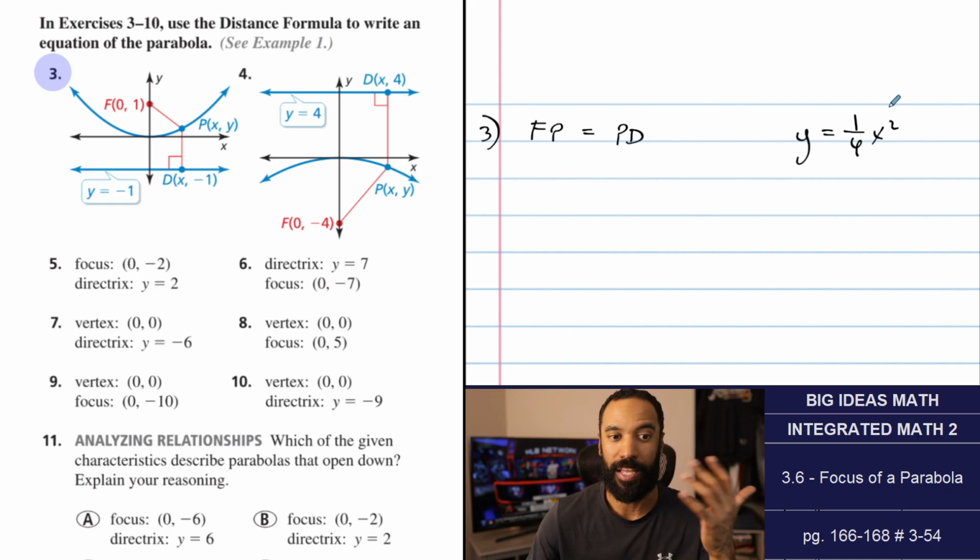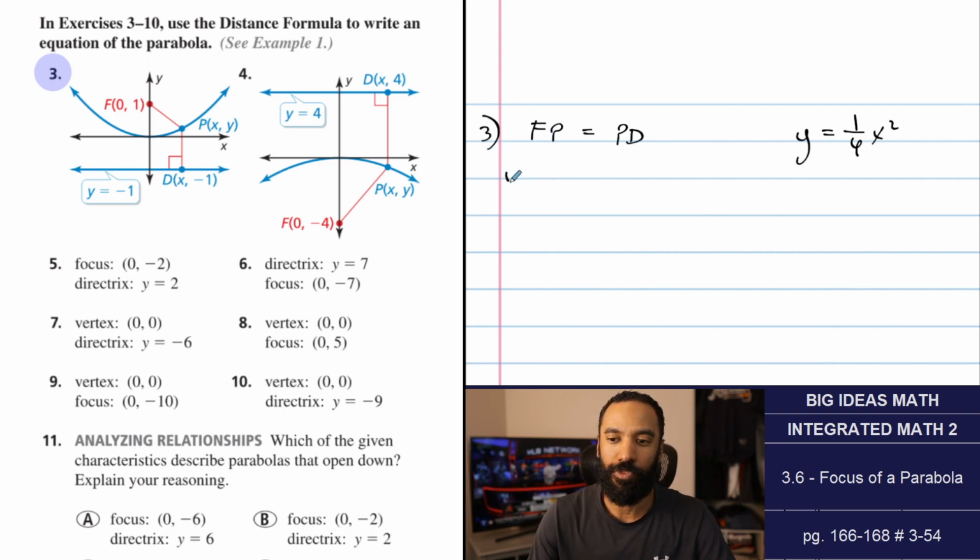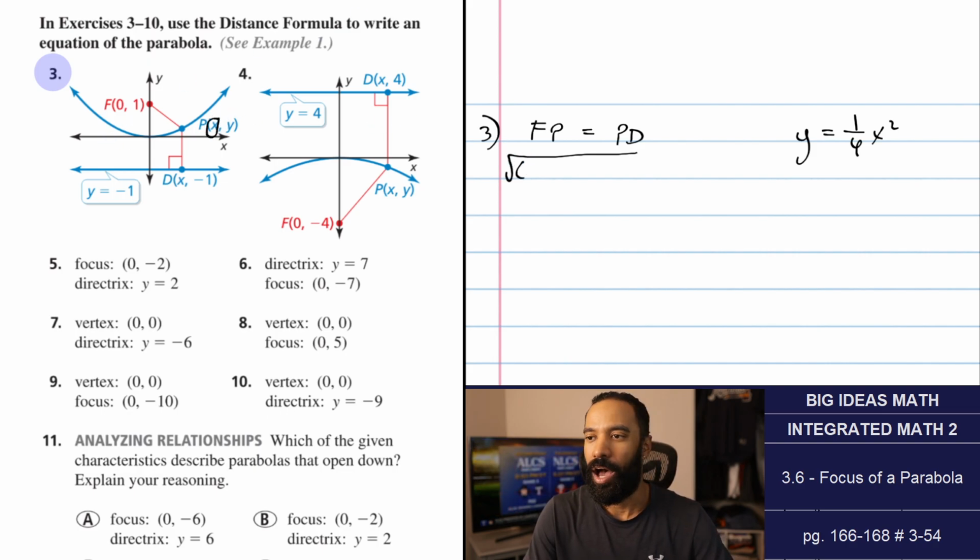I'll write that each time. That's because we know that the p-value looks to be 1, but we don't know that yet. So let's go ahead and jump into it. The distance formula is the square root of an x, in this case the actual unknown x. This is for FP, by the way. This is going to be x minus 0 quantity squared, plus y minus 1 quantity squared.